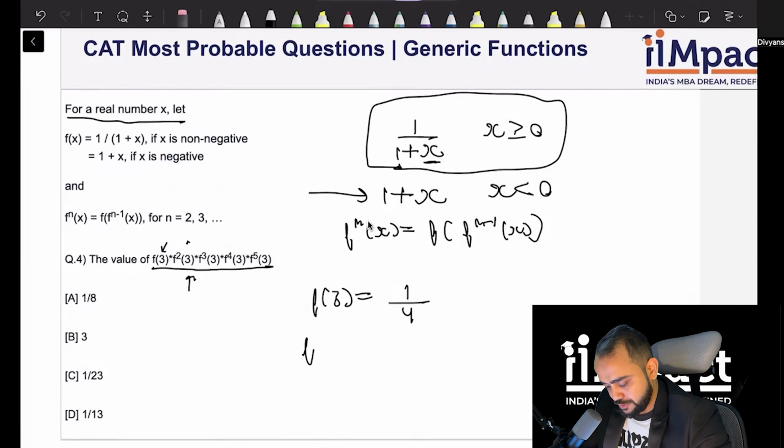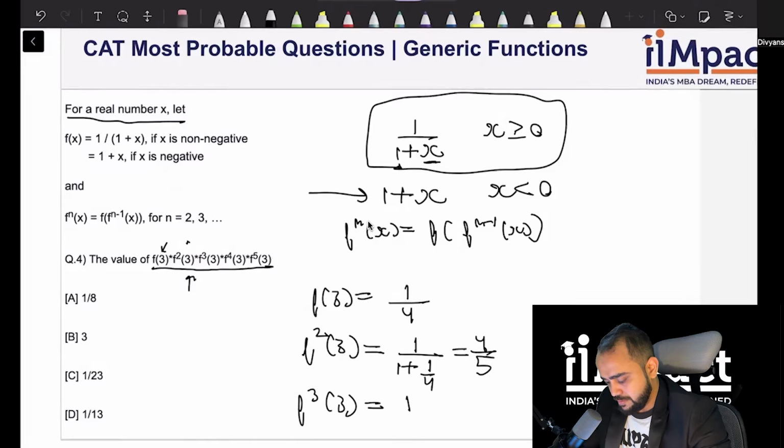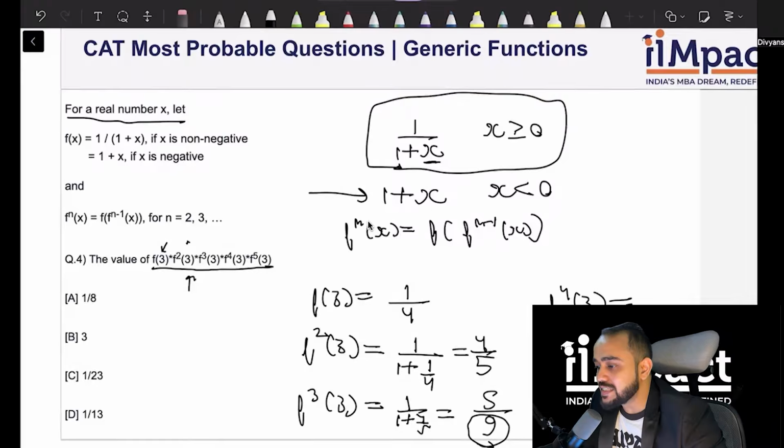Right, so I'll find f of 3 as 1 by 1 plus 3, that is 1 by 4. Now f2 of 3 is going to be 1 by 1 plus 1 by 4, which is going to be 4 by 5. f3 of 3 is going to be 1 by 1 plus 4 by 5, which is going to be 5 by 9. At this point, I can make an observation that for the next iteration, the previous one's denominator becomes the new numerator, and the sum of numerator and denominator of the previous one becomes the new denominator. So this is going to be 9 by 14.